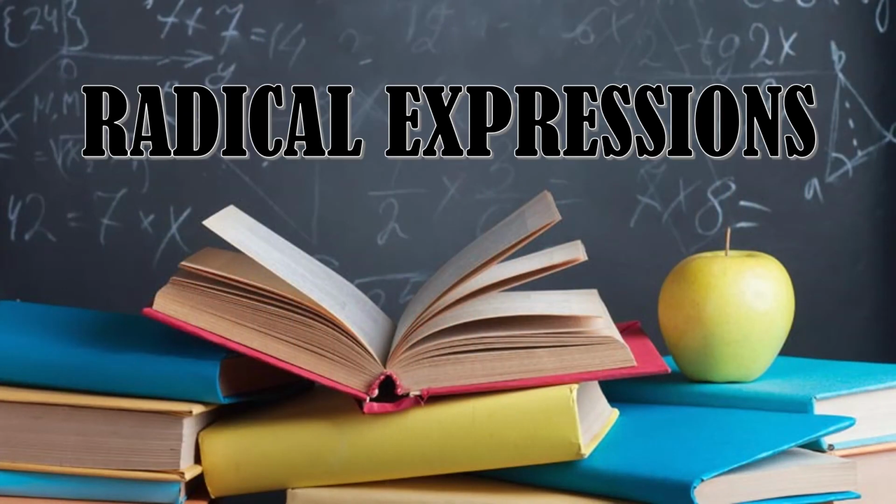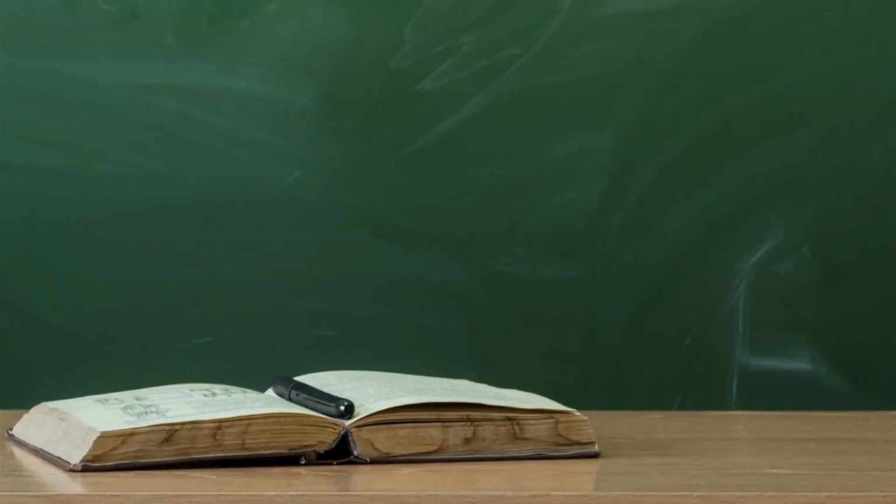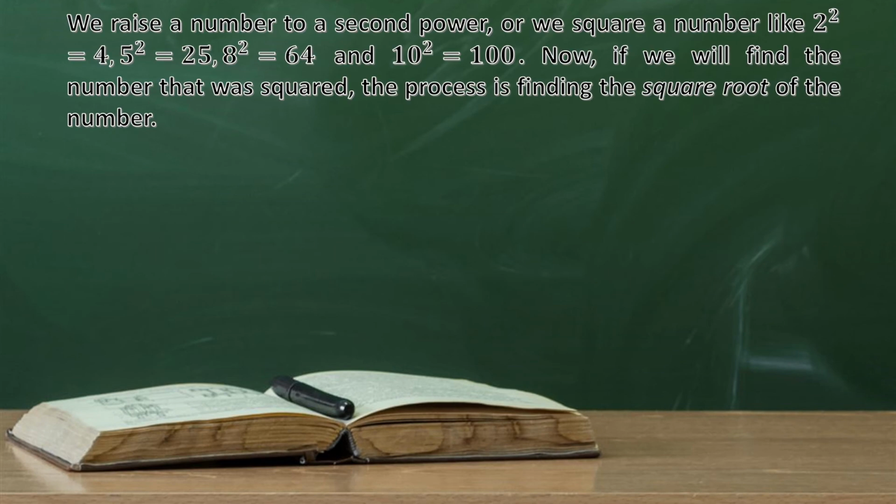For today's lesson, we have radical expressions. We raise a number to a second power, or we square a number. Like 2 squared is equal to 4. 5 squared is equal to 25. 8 squared is equal to 64. And 10 squared is equal to 100.